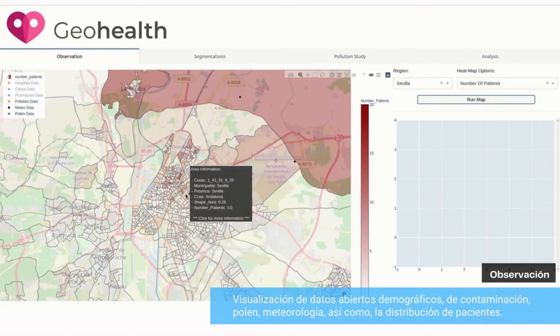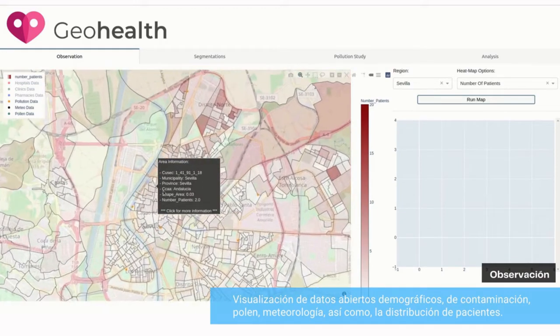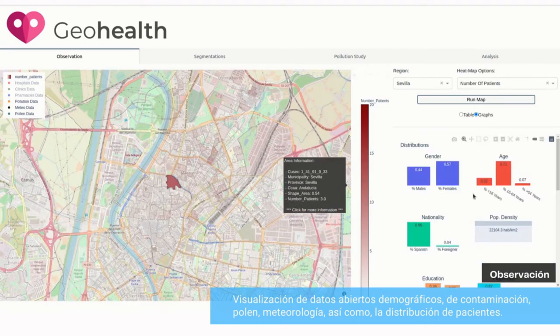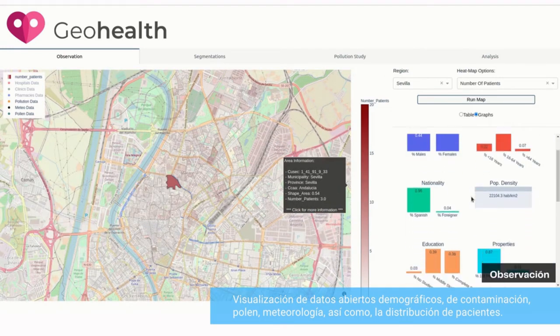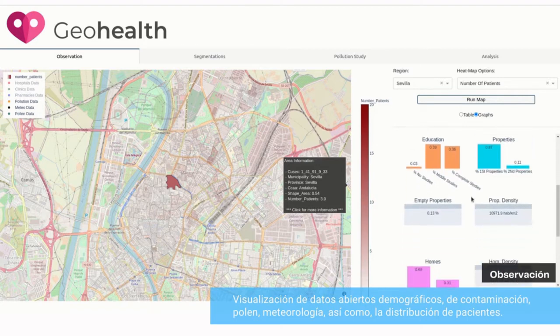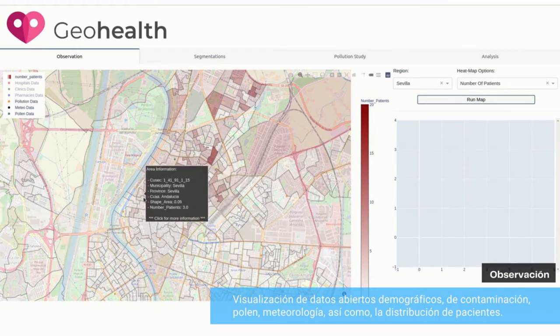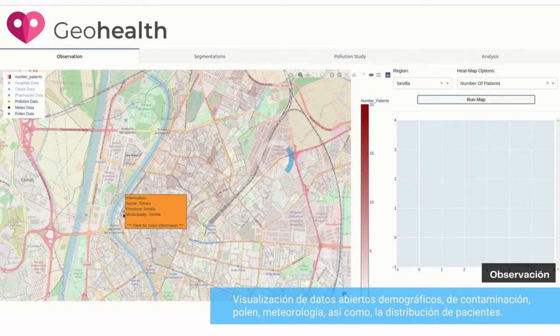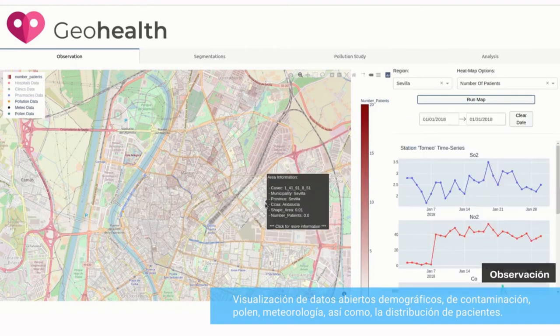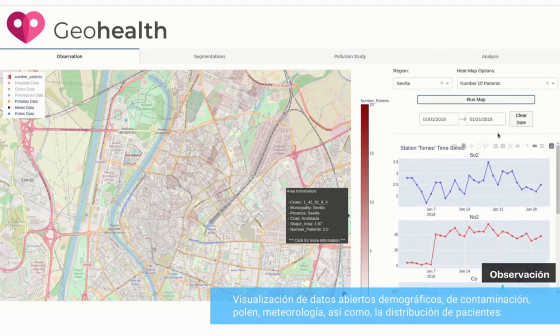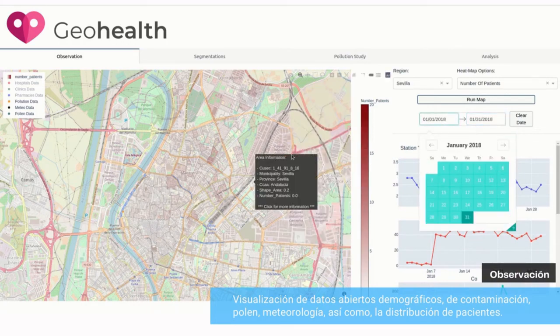Once an item is clicked, the information associated with it is displayed in a window on the right side of the screen. Some of these possibilities are the selection of one or more census sections that allow researchers to explore the values of the different demographic variables. It's also possible to observe the time series of pollution, meteorology, and pollen, as well as to choose the desired date range for the representation of the data.